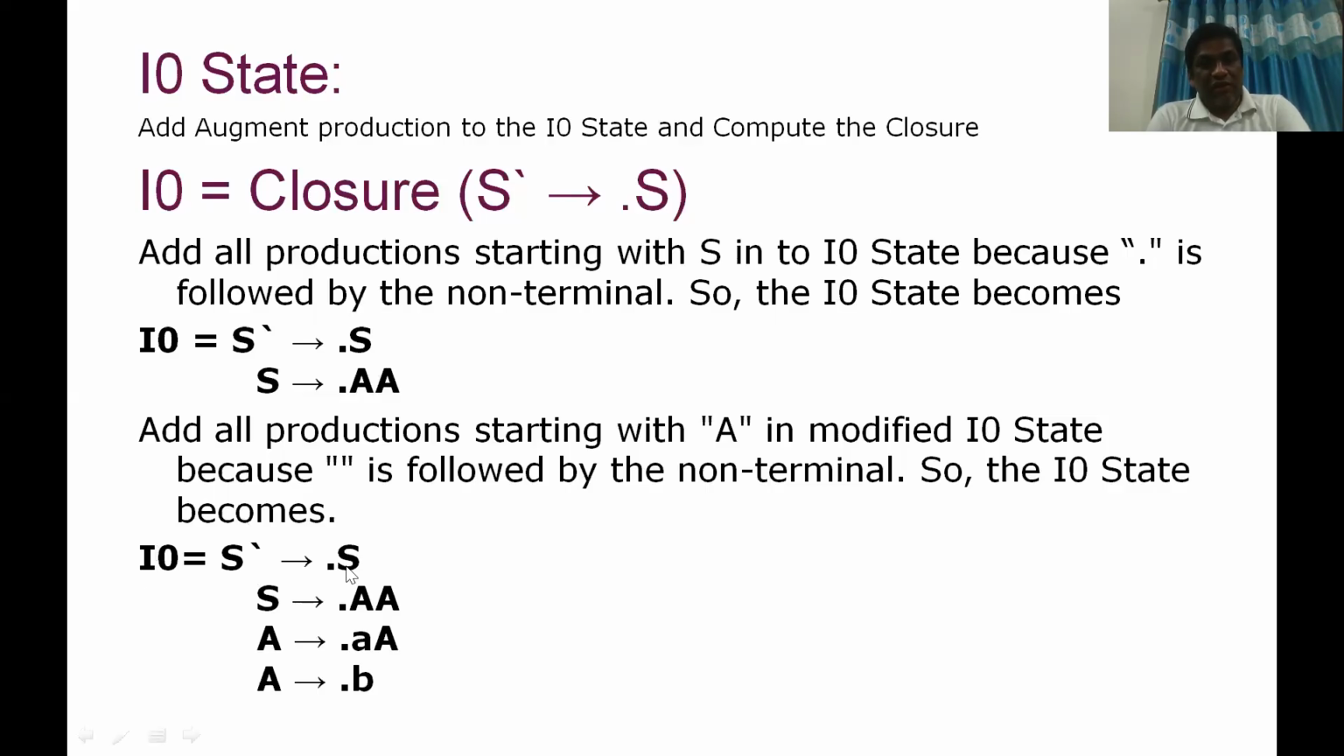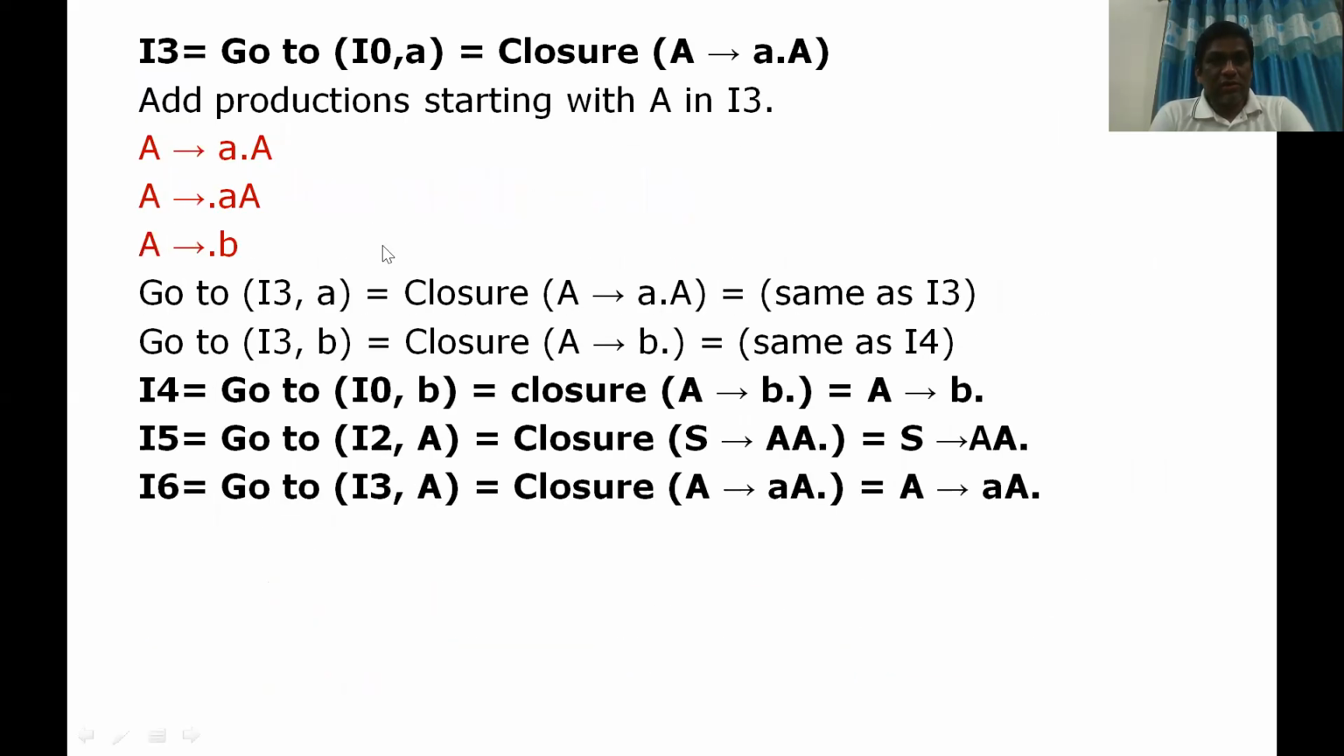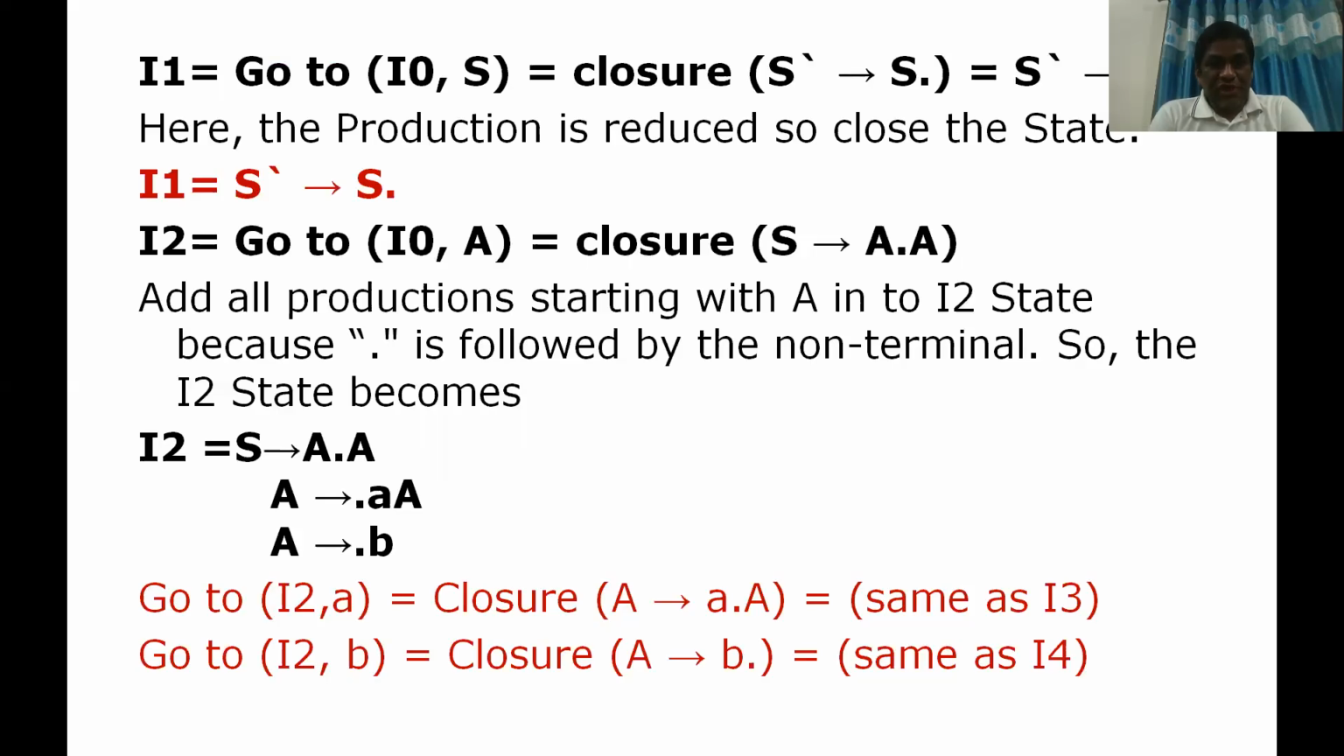So for every symbol after dot, you generate the corresponding new states from I0. The remaining combinations are I0 comma capital S, I0 comma capital A, and I3. Where is I3?